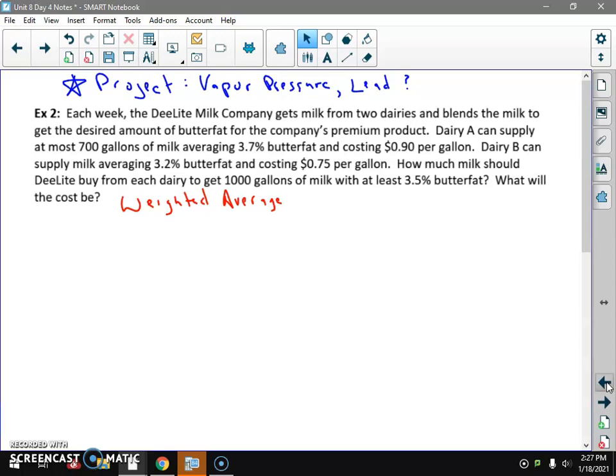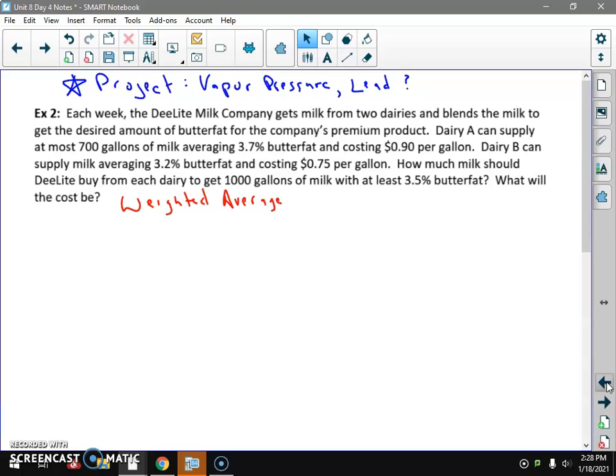So it sounds like Dairy A is better quality milk in terms of the butter fat, but a little bit more expensive. How much should D-Light buy to produce at least 1,000 gallons of milk? And it has to have at least 3.5% butter fat. And what will that cost be? And if it's cost, I want to minimize cost.